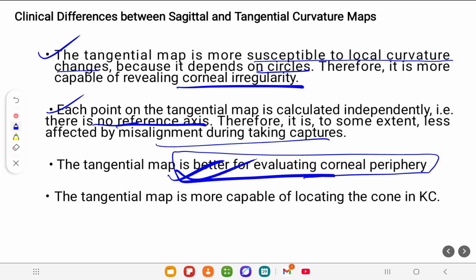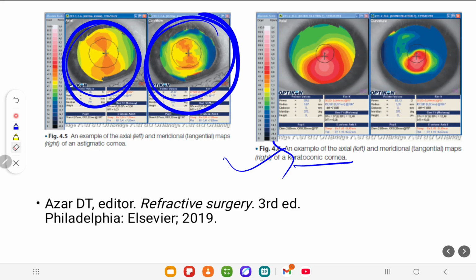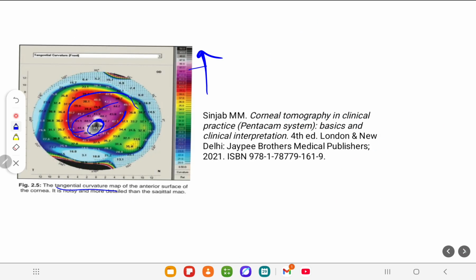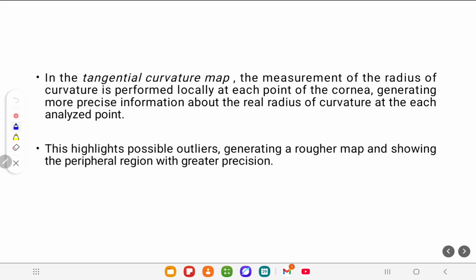And the tangential map is more capable of locating the cone of keratoconus. I have shown you, isn't it? In this case, the tangential map shows the cone exactly here, but the sagittal map makes it look like half of the cornea is involved, isn't it? So tangential maps show the cone accurately. Okay, so locating the cone and cone size more accurately, yes, definitely.